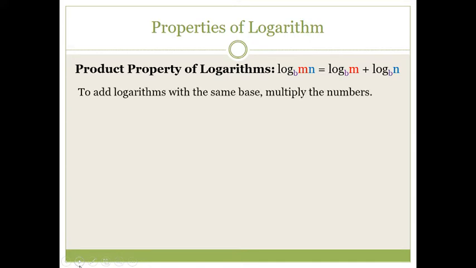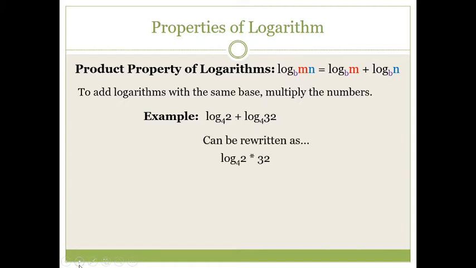Basically, all it's saying is to add logarithms with the same base, you just multiply the numbers. So take a look here. We have logarithms with the same base. So if I want to simplify this or write this in a simplified form, I keep the base the same, so it's still going to be log base 4, and all I do is multiply these two numbers, 2 and 32. So 2 times 32 is 64. So I could write this expression as a single log function: log base 4 of 64.